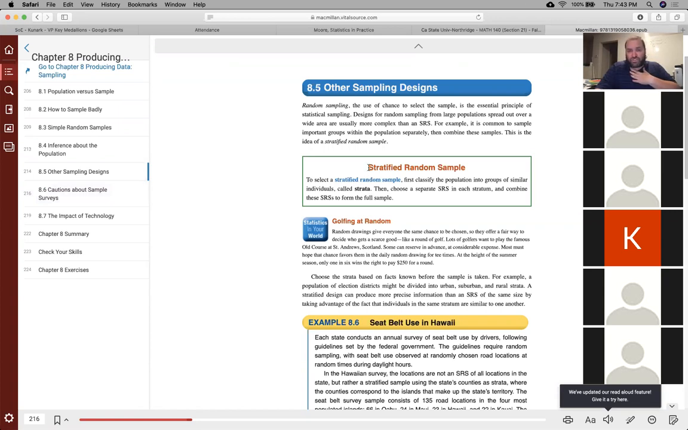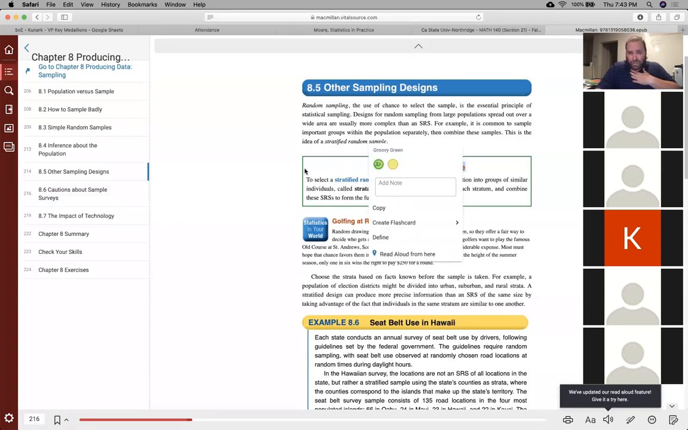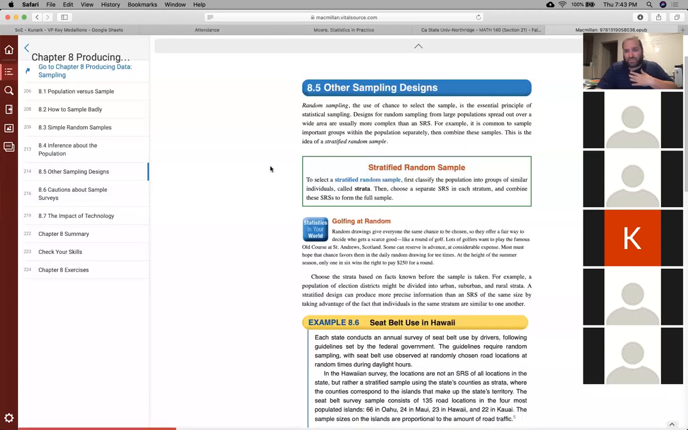And the first one is called a stratified random sample. A stratified random sample, I actually alluded to earlier. This is when you first break up the entire population into groups called strata, where they have some kind of similar characteristic. And then you pick an SRS from each one. So for example, the most obvious would be from states. You can break up the entire population into states and then pick an SRS from each state.